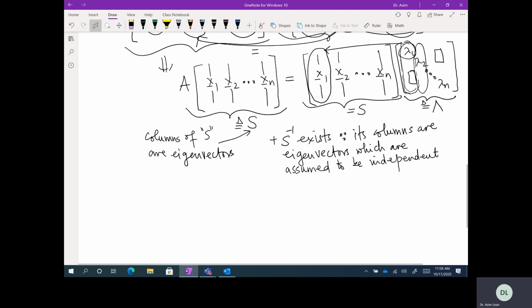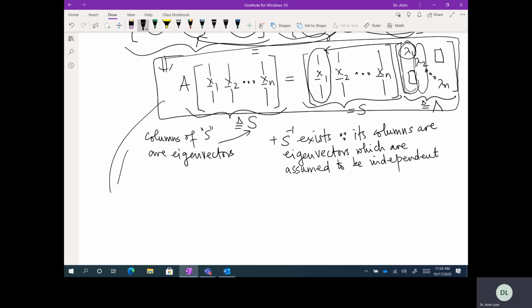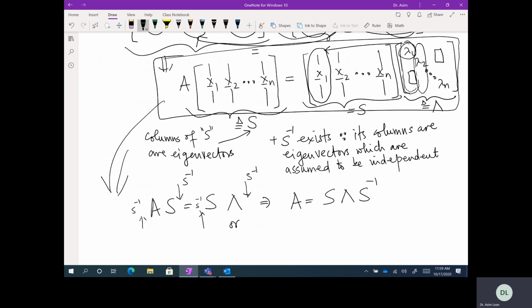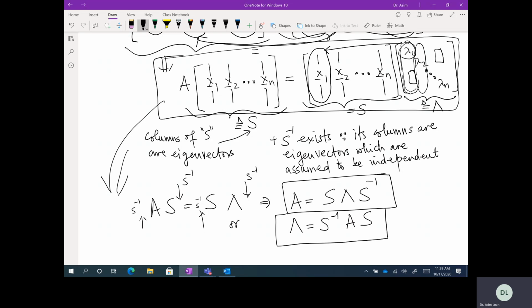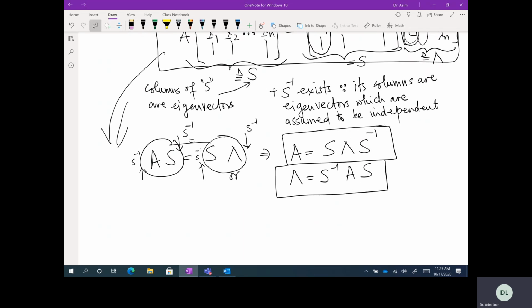So if this is true, then I can write this whole equation as A times S equals S times lambda, or if I multiply S inverse on this side, this implies A equals S lambda S inverse, or if I multiply S inverse on the other side, lambda is equal to S inverse A S. So either I can write AS equals S lambda, or A is equal to S lambda S inverse, or I can say lambda is equal to S inverse A S.